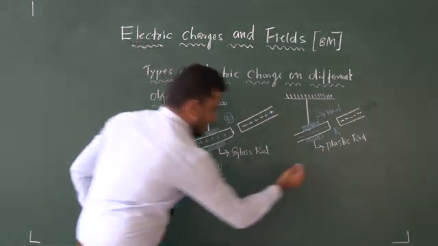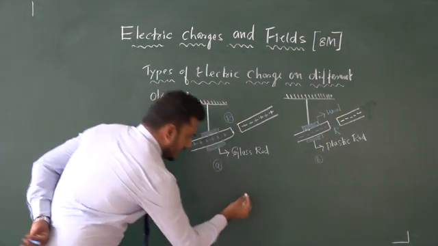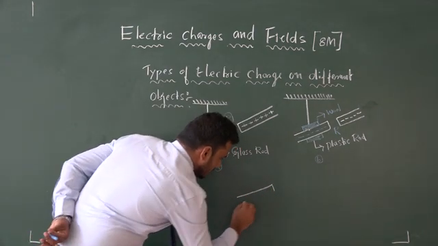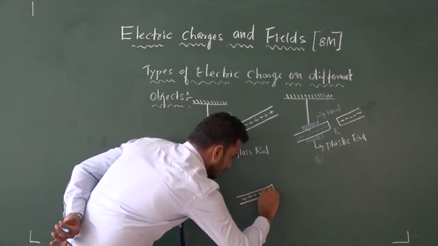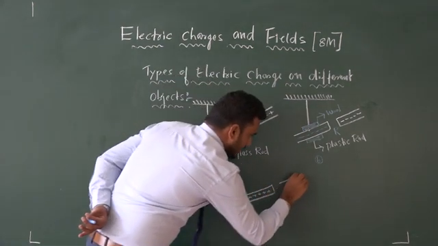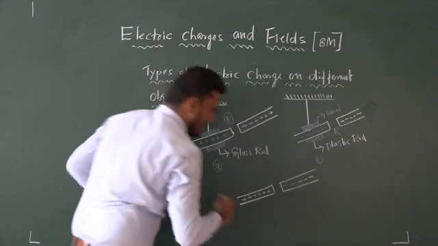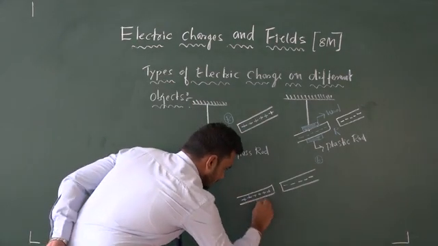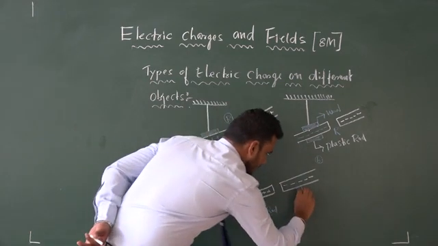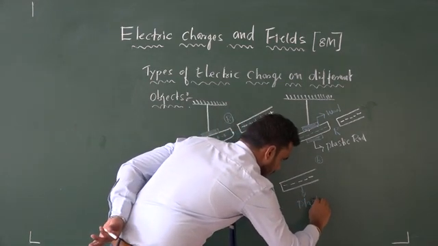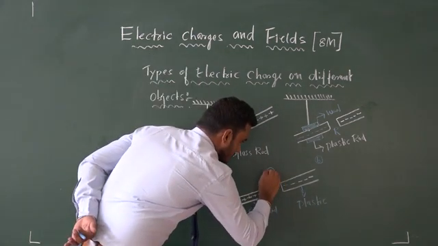Now in the third diagram, this you can consider as a second diagram. Now the third diagram: I am bringing the glass rod rubbed by silk cloth, which means positive charge, and the plastic rod rubbed by wool cloth, that is negative charge. This is the glass rod rubbed by silk cloth. This is the plastic rod rubbed by wool. Now in between there is a force of attraction.